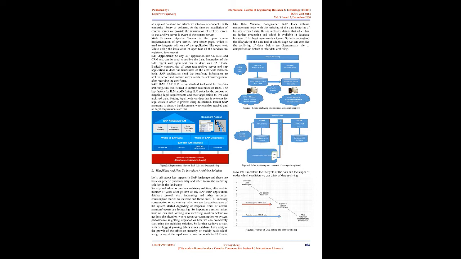Integration of the SAP object with OpenText can be done with SAP tools. Basically, connectivity of the OpenText Archive Server and the SAP application is done via a handshake of the certificate between both. The SAP application sends the certificate information to the Archive Server, and the Archive Server sends the acknowledgement after receiving the certificate.